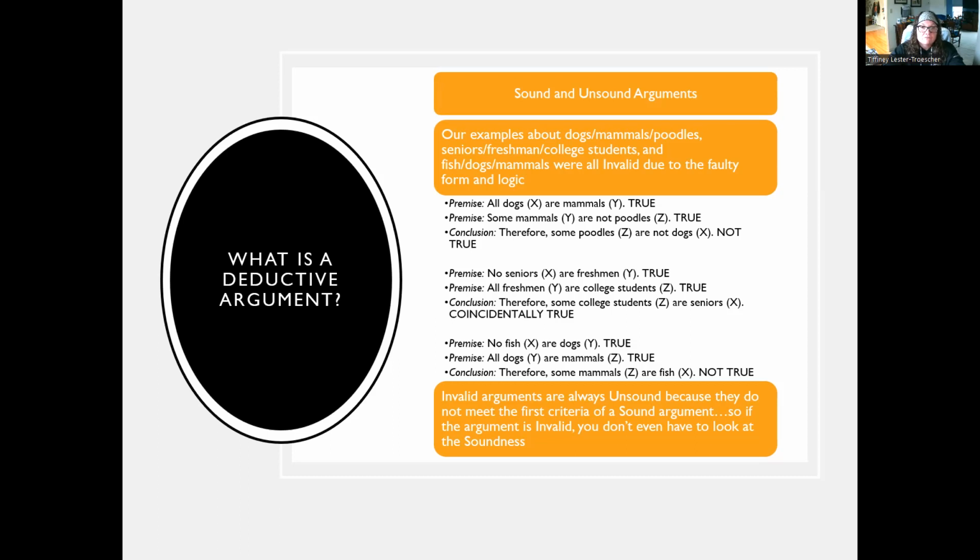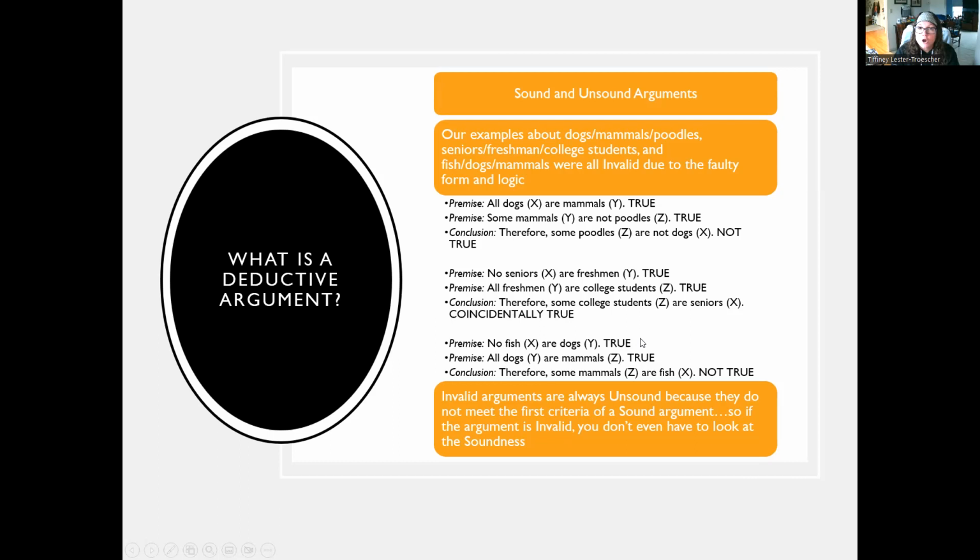Our example with the seniors and freshmen, remember the conclusion actually was true, but it was still an invalid argument because it also messed up the pattern. X equals y, y equals z, z equals x. So for both of these arguments, the second premise does not follow the correct form, and therefore the whole argument is invalid even if the conclusion happens to be true. So, and then this was our example where we substituted the terms up here.